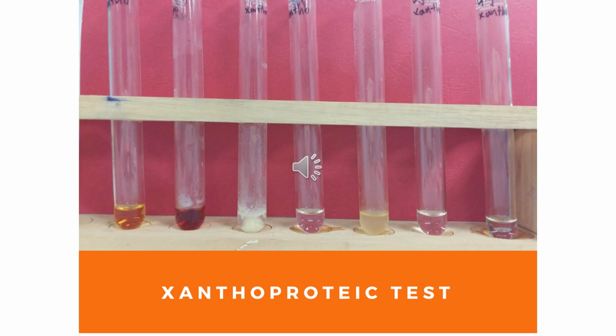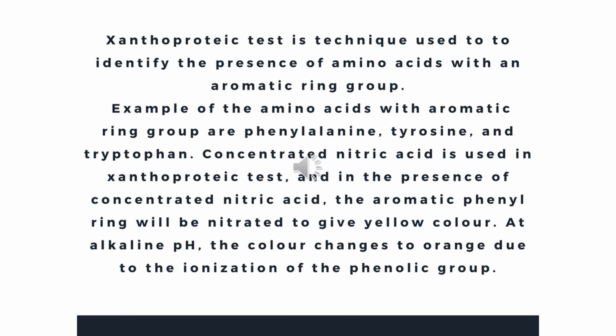Xanthoproteic test. Xanthoproteic test is a technique used to identify the presence of amino acids with an aromatic ring group. Examples of amino acids with an aromatic ring group are phenylalanine, tyrosine, and tryptophan.